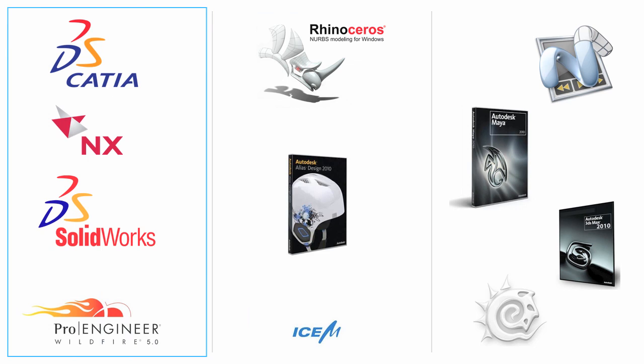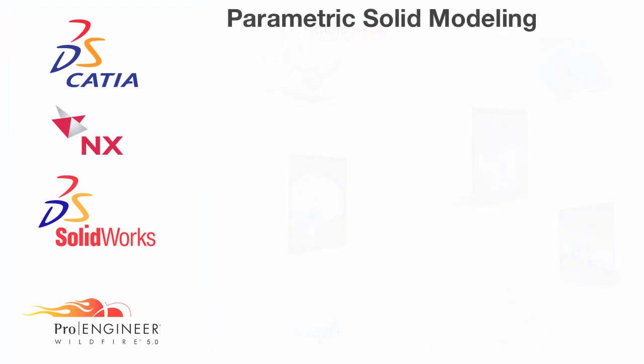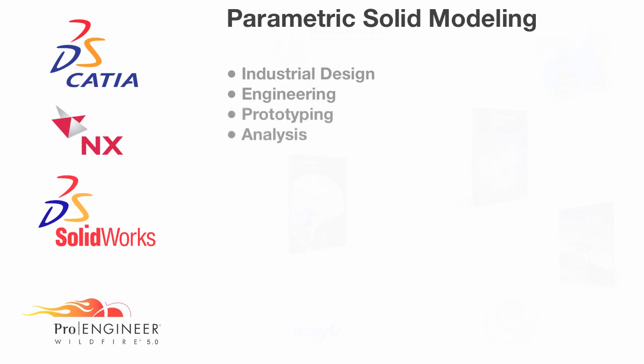But today's focus will be on parametric solid modeling. Parametric solid modeling is used for industrial design and engineering of consumer products, planes, trains, automobiles, architecture, whatever is a physical product that exists in the real world. And because we'll be making physical three-dimensional volumetric models, you'll be able to use those for prototyping, analysis, or even for creating the final manufacturing geometry for your products.